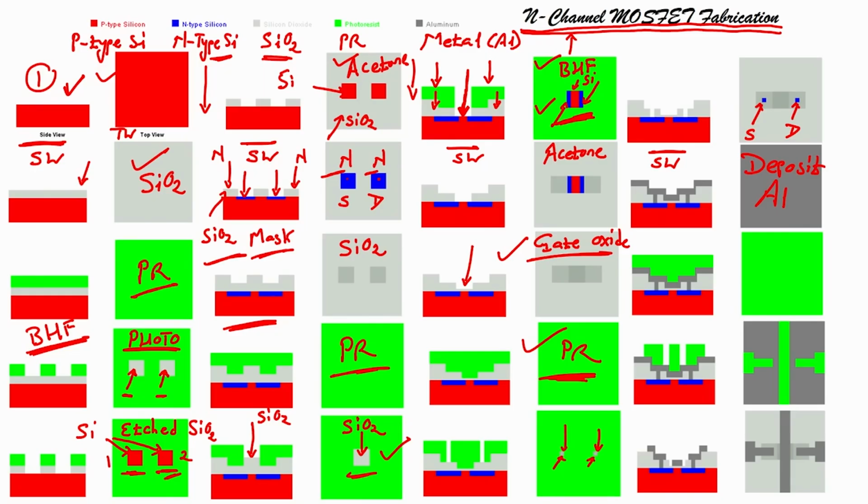Now, once you deposit, what is the next step? The next step is you spin coat photoresist, do lithography and open this particular area. When you open this particular area, you can see here, this is the top view, this is a cross section. Then you etch the metal.